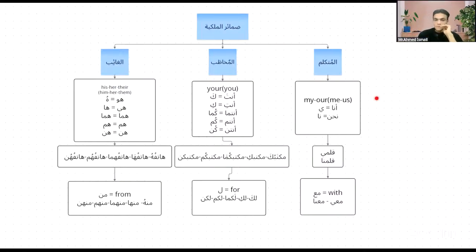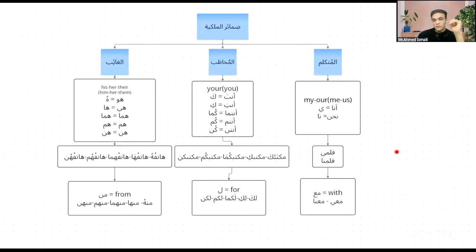So if I want to say you in the middle, I will add kaf to the word, whatever the word that's before that. So if I want to say, for example, for you, I say laka. With you, I say ma'aka. From you, I say minka, and so on.